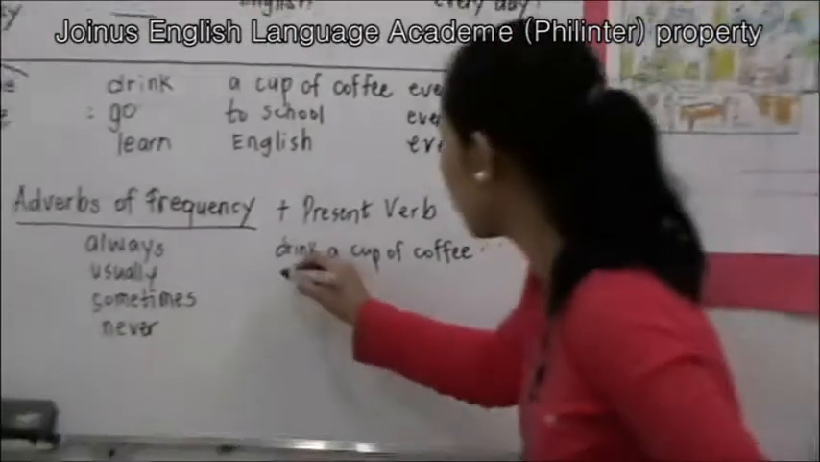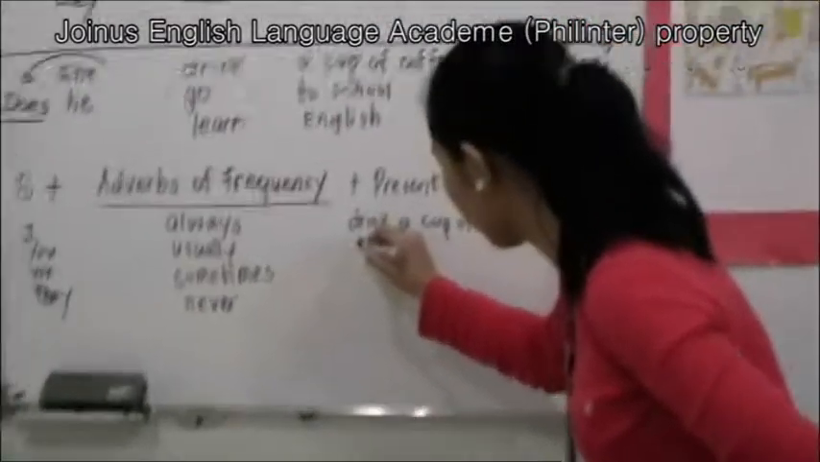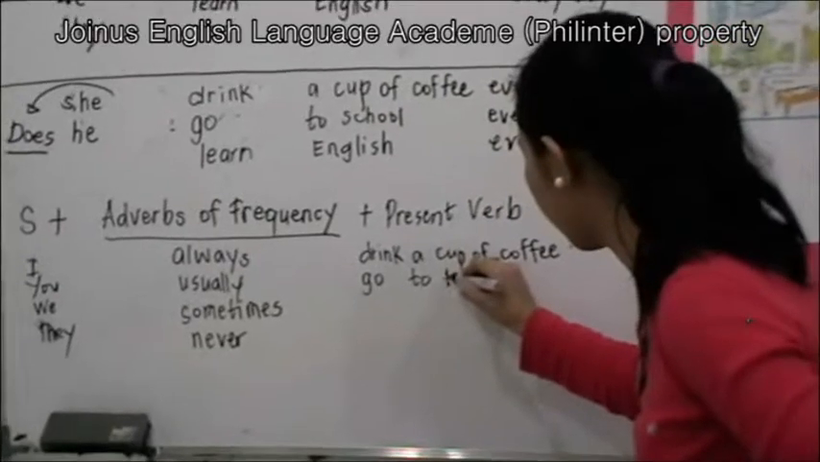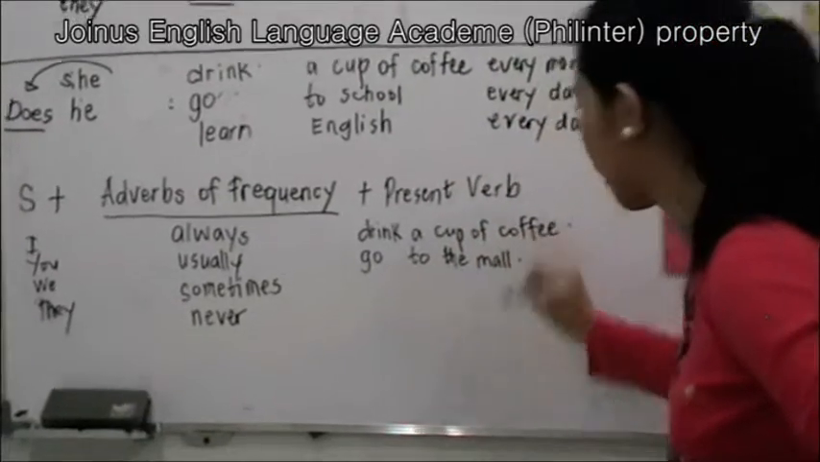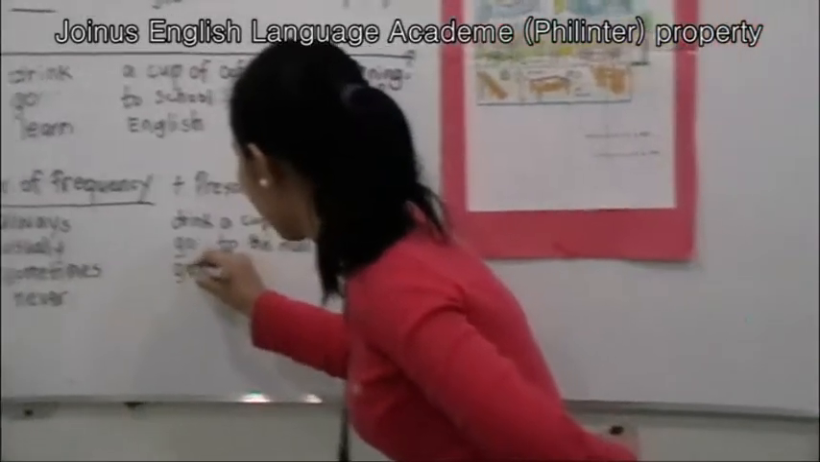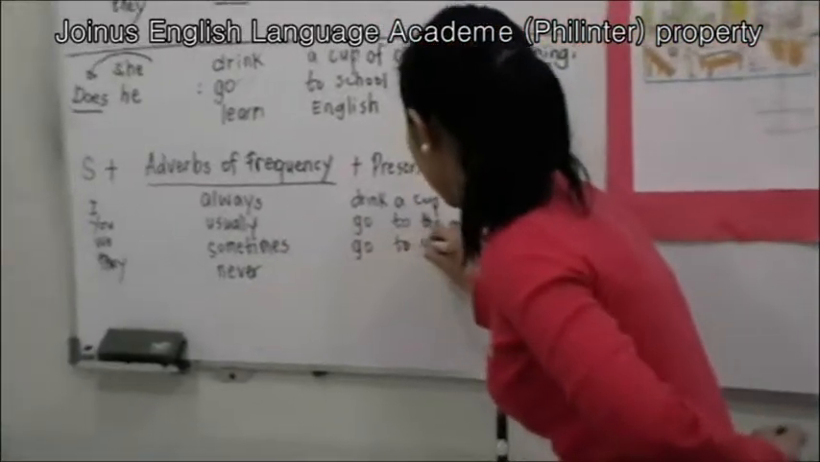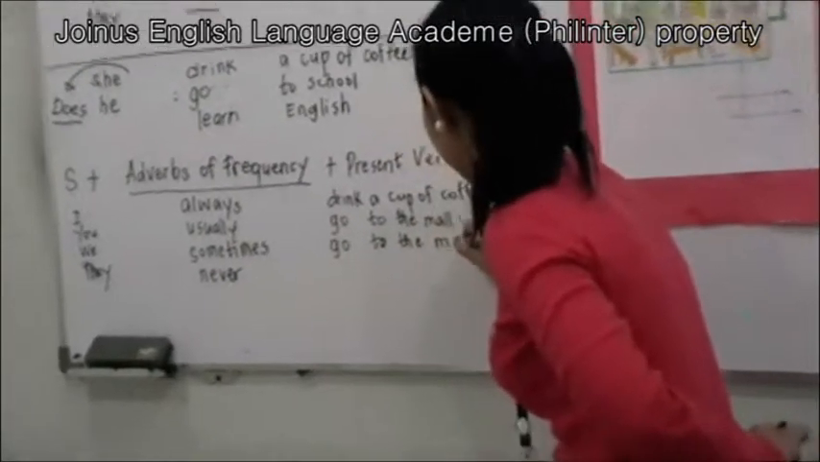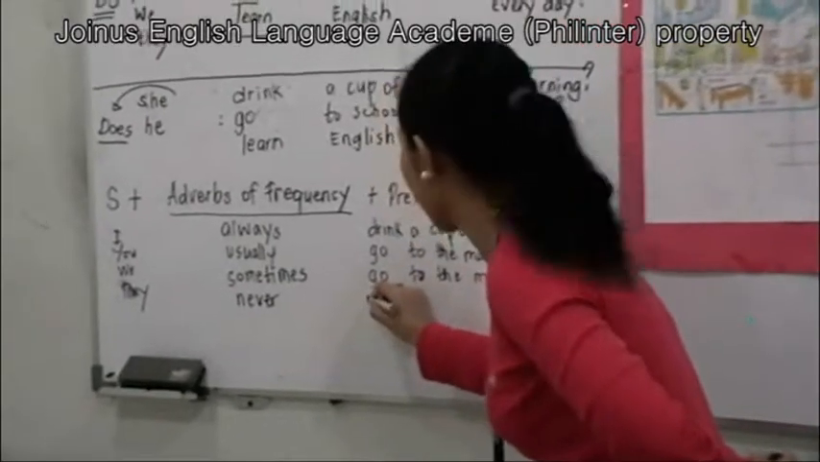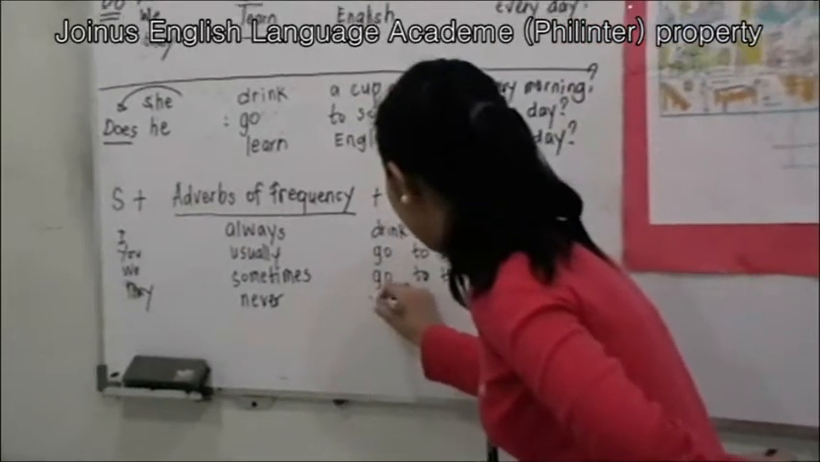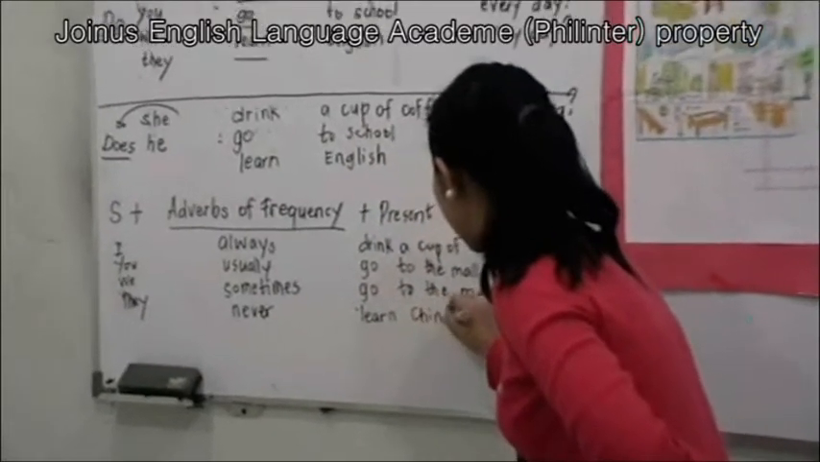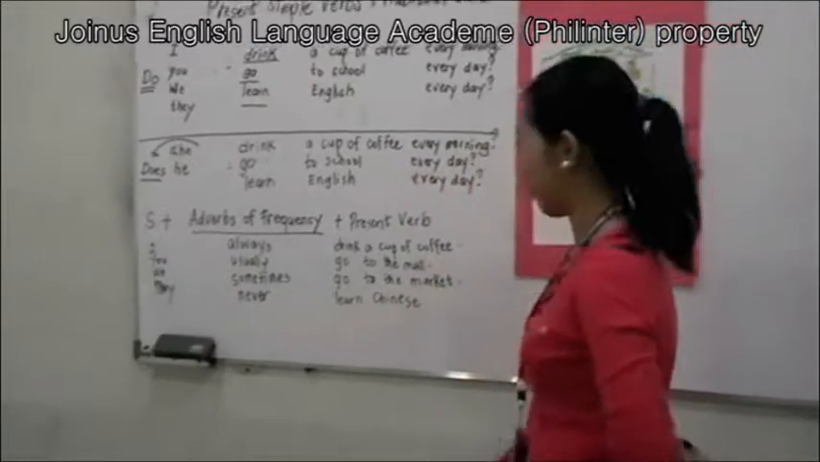Usually. Okay, you usually go to the mall. It's very good. Sometimes. They sometimes go to the market. How about never? Yes, that's right. They never, let's have another verb, learn Chinese. Okay, that's very good.